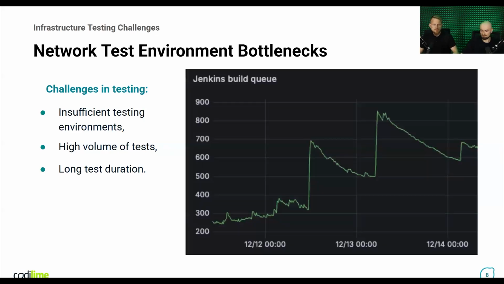As a result, we see a growing queue in our CI system, in this case Jenkins. The graph on the right shows how the build queue grows over time, sometimes reaching very high levels. This means developers have to wait longer for feedback, which slows down the whole development cycle.